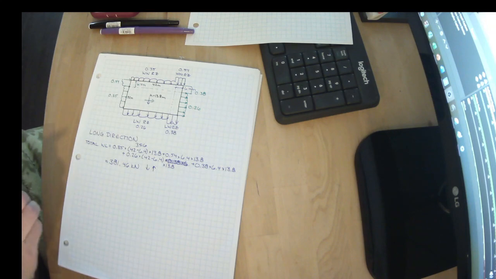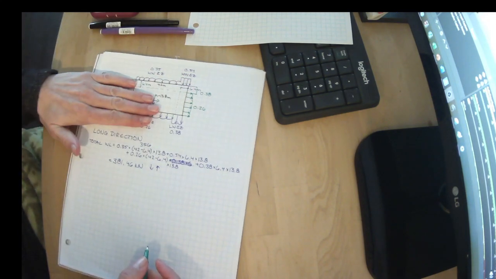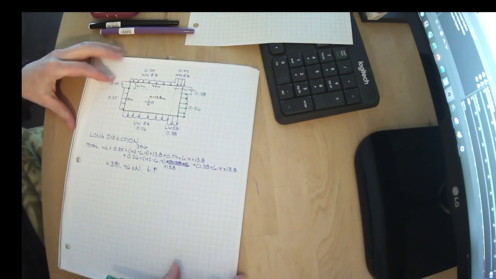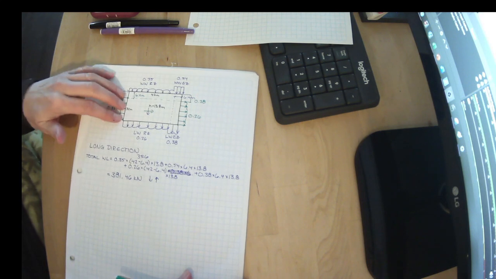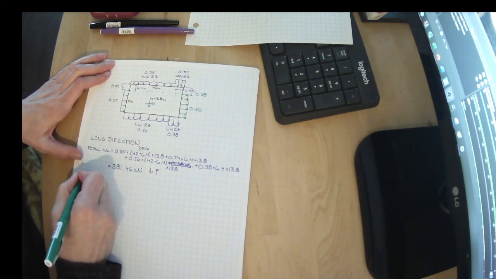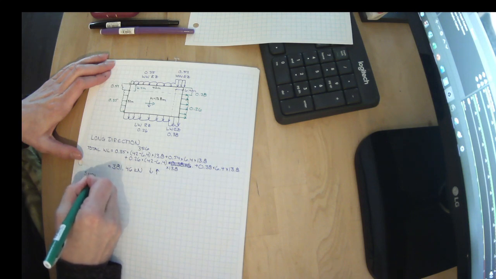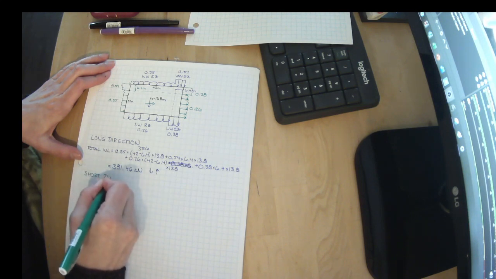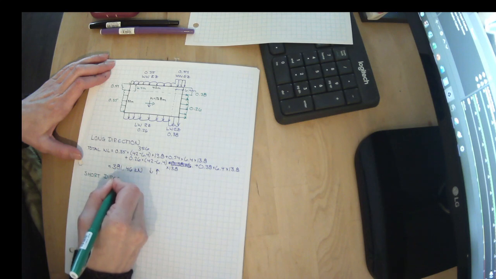So let's take a look at the short direction. What do you think? Looking at this side versus this side, do you think this is going to have more or less load? Well, it's a shorter surface area, so I'm going to guess less load. So, short direction.